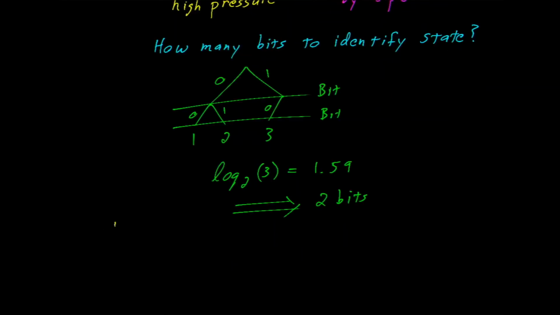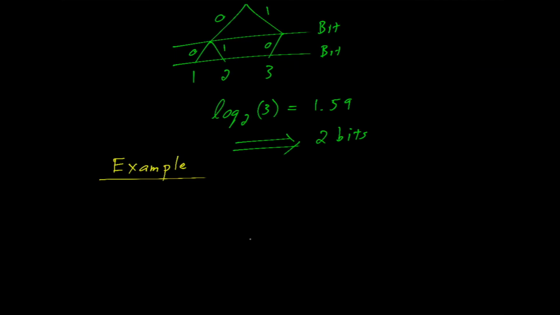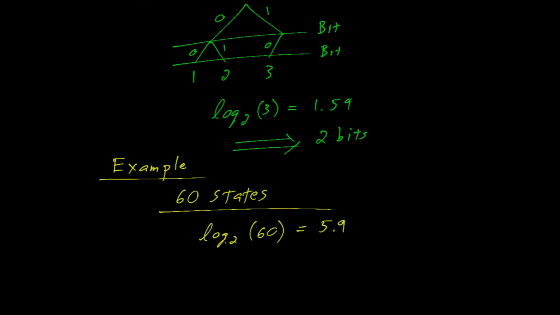Here's another example. Suppose you were working on something that required 60 states. How many bits would you require? Well, same thing. So log base 2 of 60, which is about 5.9, round that to the ceiling, gives you 6 bits.